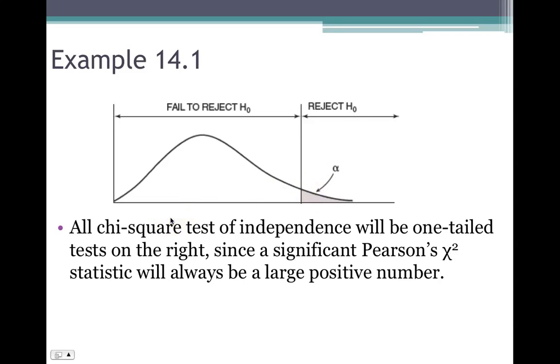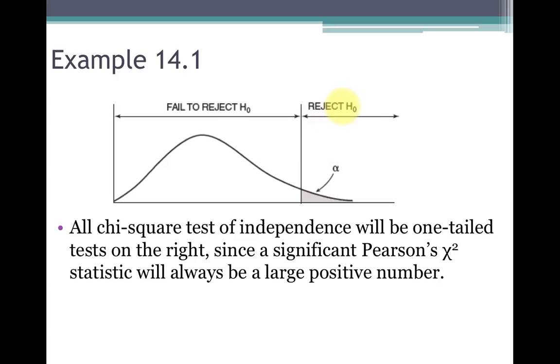All chi-square tests of independence will be one-tailed tests on the right, since a significant Pearson's chi-square test statistic will always be a large positive number. So remember, I had said that when you get a chi-square that's down here near 0, it implies that you have independence, and when you have a chi-square that's up here far away from 0, it implies that you have dependence. So we have this border here, this vertical line, which tells us that if our chi-square is over here in this area, it's far enough away from 0 that we can reject the null hypothesis.